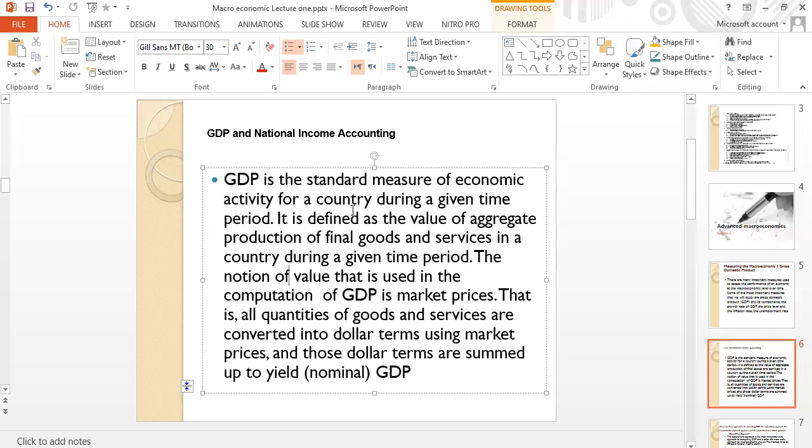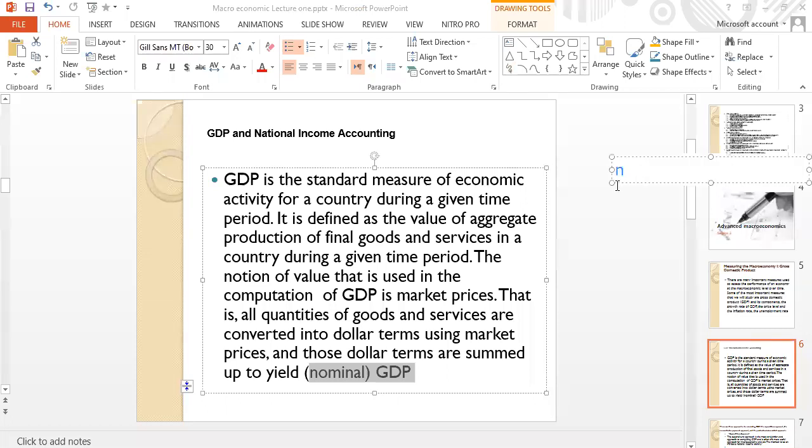The notion of value that is used in the computation of GDP is market prices. So we use market prices in the national currency. We must use national currency to compute the GDP. That is, all quantities of goods and services are converted into dollar terms if the national currency is the dollar. We know that the dollar can be used like a global currency, so we can measure GDP in dollars, but we must use market prices, and those dollar terms are summed up to yield nominal GDP. So there is a difference between nominal GDP and real GDP.